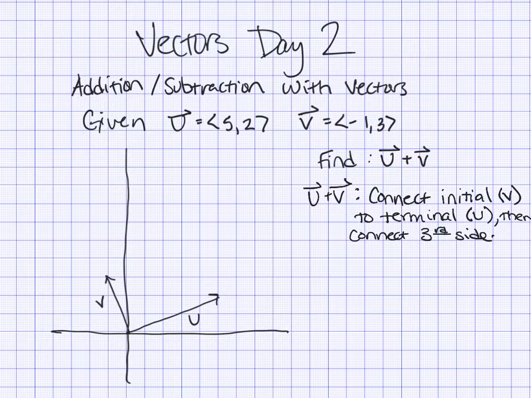Well, I'm going to take this vector u, I'll do this in blue, and I'm going to kind of move it over so that it starts here, but it still has to have the same, it has to be equivalent. It has to have the same direction and magnitude. So it's now going to look like this. So this is my new vector v right here. I have connected my initial point of v to my terminal point of u.